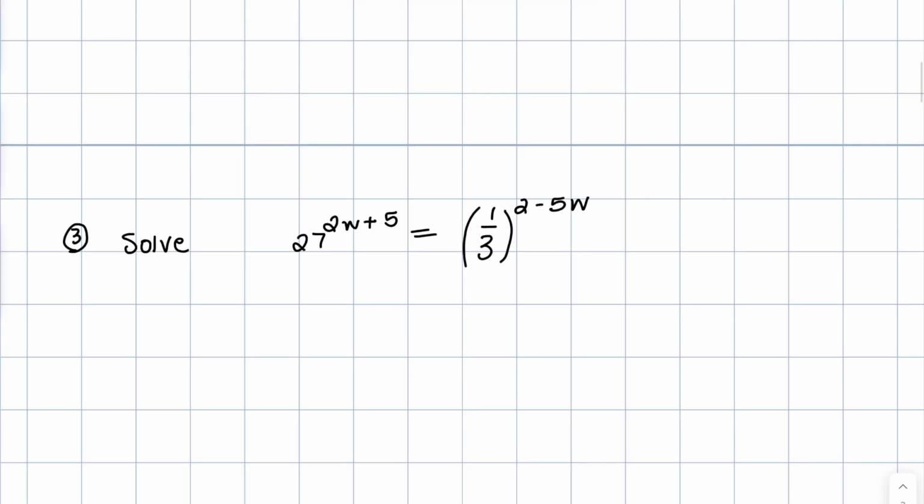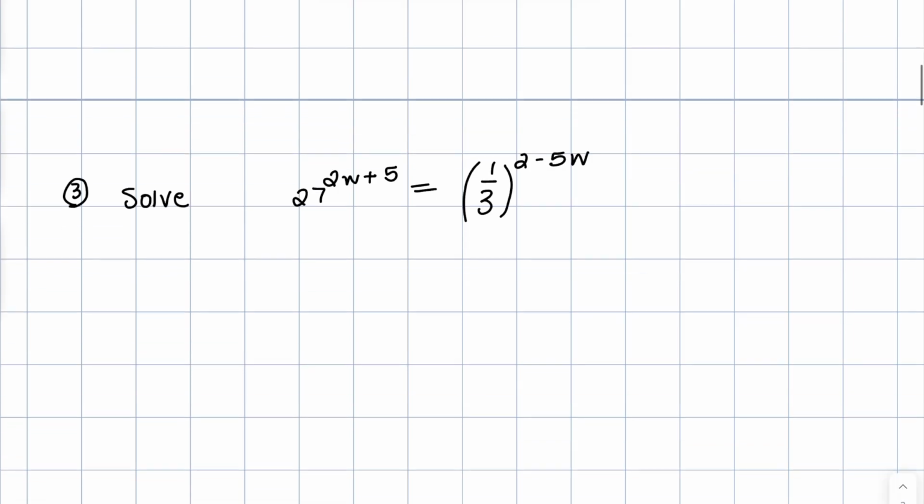All right, let's try this one. So both bases are probably going to have to be rewritten. So let's practice and focus on this 27 first. So 27 is 3 to the third power. So I'm going to write that as that, 2w plus 5. Now you may be thinking, how do we know to convert it to 3? Well, most of the time you're going to want to boil it down to the smallest amount you can. Since 3 is a prime number, that's usually what you want to boil the base down to.